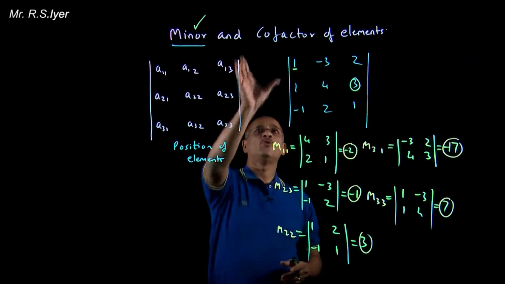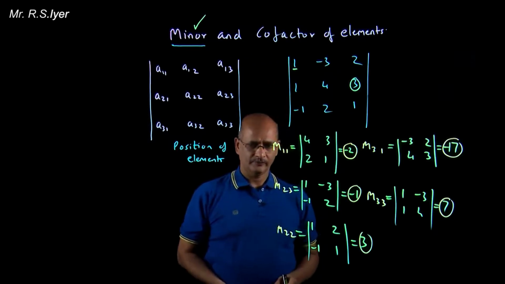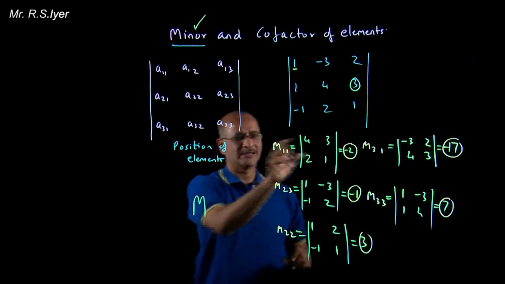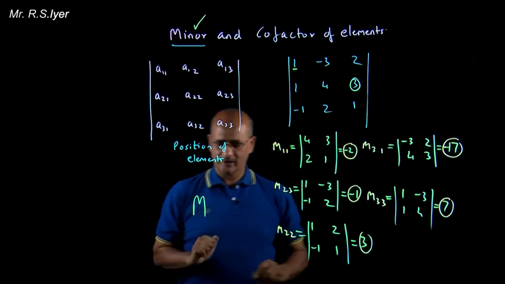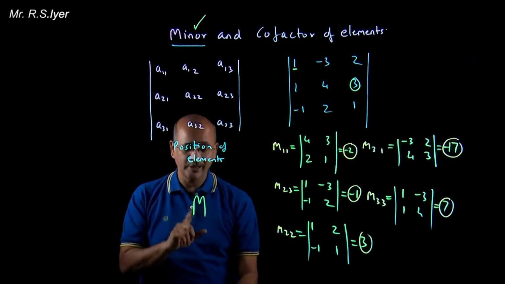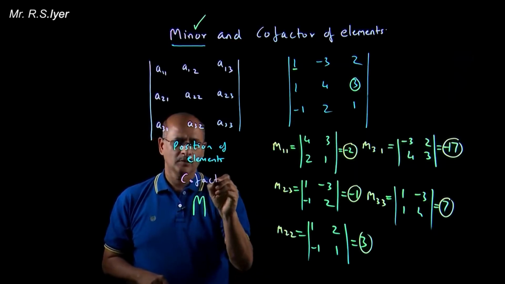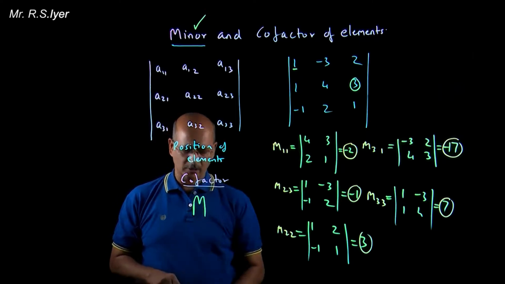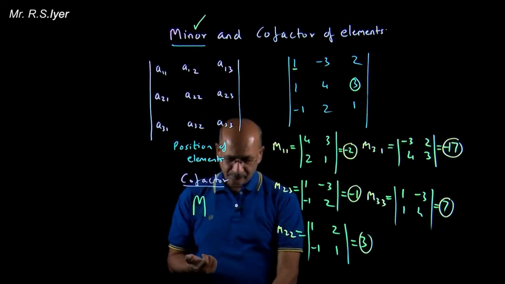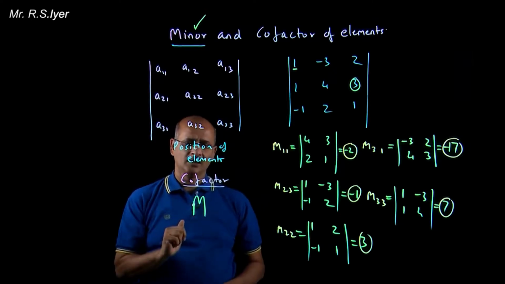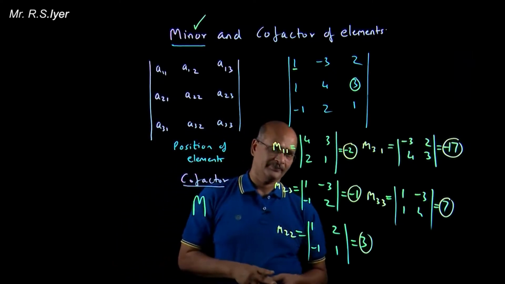Now, I will tell you what is cofactor. You know how to find minor? You got the minor. I denote it as M of any position. I am not worried. Now, what I am talking about is cofactor. So, this is the minor here. When you put a plus or minus sign to the minor, it becomes a cofactor.